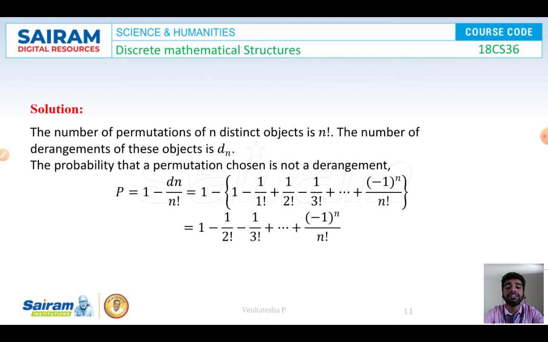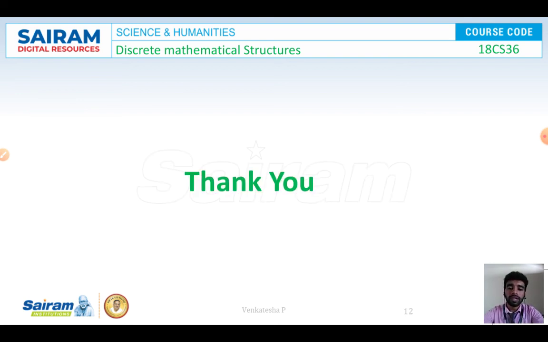So 1 minus, 1 by 1 factorial plus 1 by 2 factorial minus 1 by 3 factorial and so on, minus 1 power n by n factorial, we can write it. After simplifying this, we will have the value of P equal to 1 minus 1 by 2 factorial minus 1 by 3 factorial and so on, minus 1 power n by n factorial, which is the required solution. Thank you.